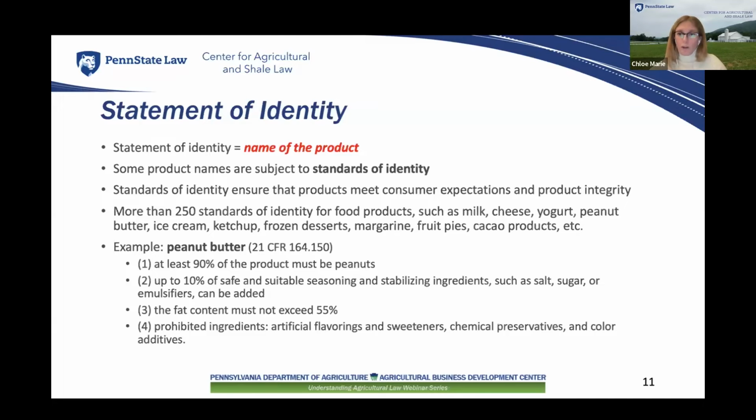So if a food product does not meet the standards for peanut butter, it cannot be labeled peanut butter. It would have to be called something else. You can still market your products, it just cannot be named peanut butter.